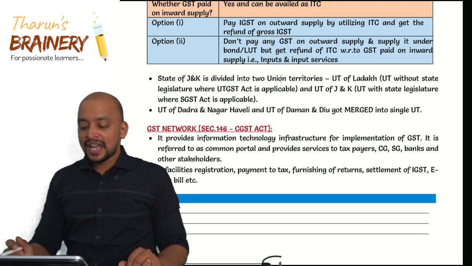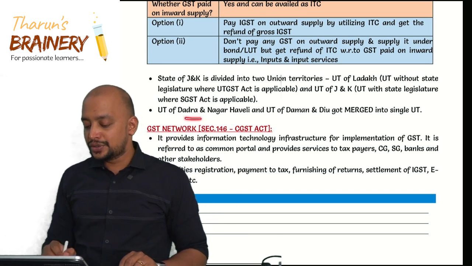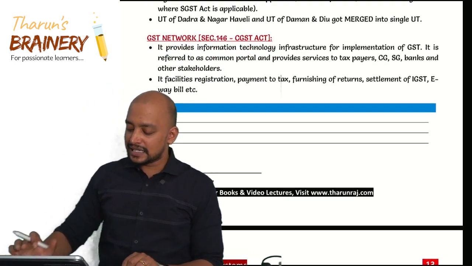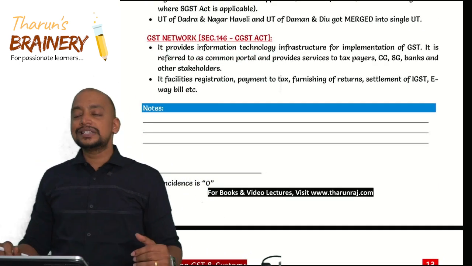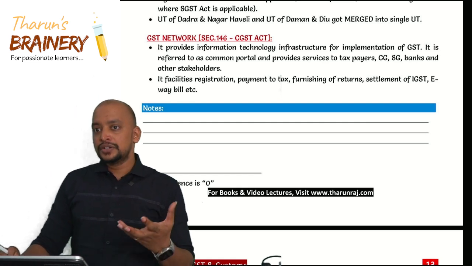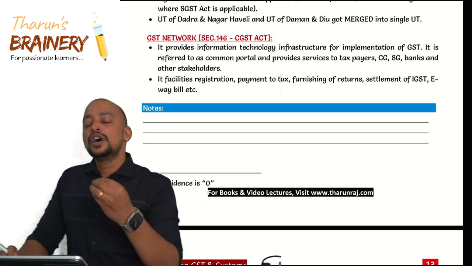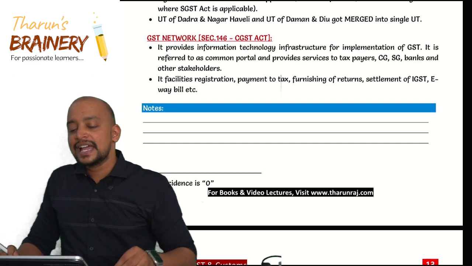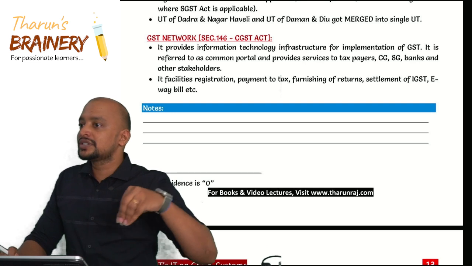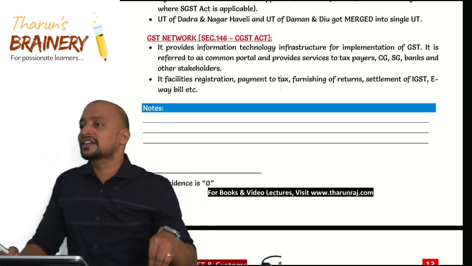Yes, SGST. And previously we had Dadra and Nagar Haveli, and Daman and Diu as 2 separate union territories. Now they have been merged into a single union territory. Then there is something called the GST Network. What is this GST Network? The GST Network will provide services to the central government, state governments and various stakeholders and taxpayers on account of the implementation of GST. A common point that connects everyone is this GST Network. So the central government, state governments, taxpayers, banks, everyone will be connected in this network.